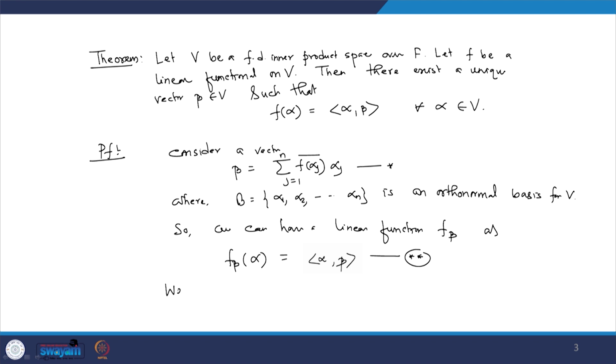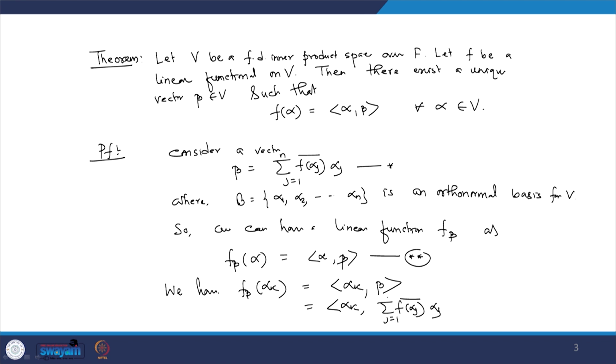We have a beta operating on alpha k. For each k, I am getting a beta of alpha k equal to inner product of alpha k and beta. So, this is equal to inner product of alpha k and sigma f of alpha j bar alpha j, j equal to 1 to n, for any k belonging to 1 to n. So, I have like this.